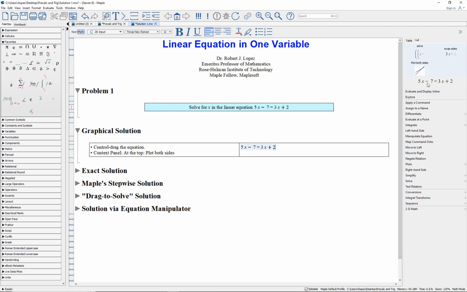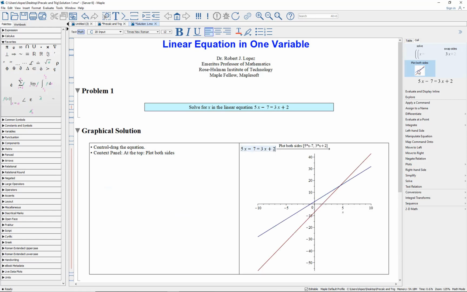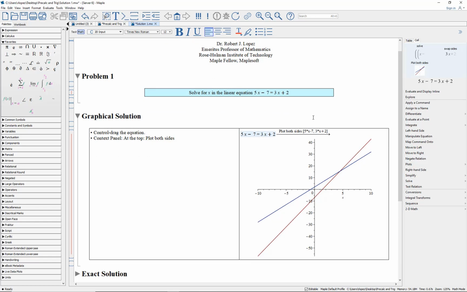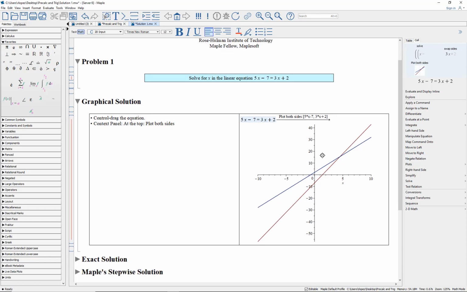In the context panel over on the right, you see plot both sides. So each side of this equation is a linear function. I click and I get a graph of the two sides. I'm looking for the intersection.